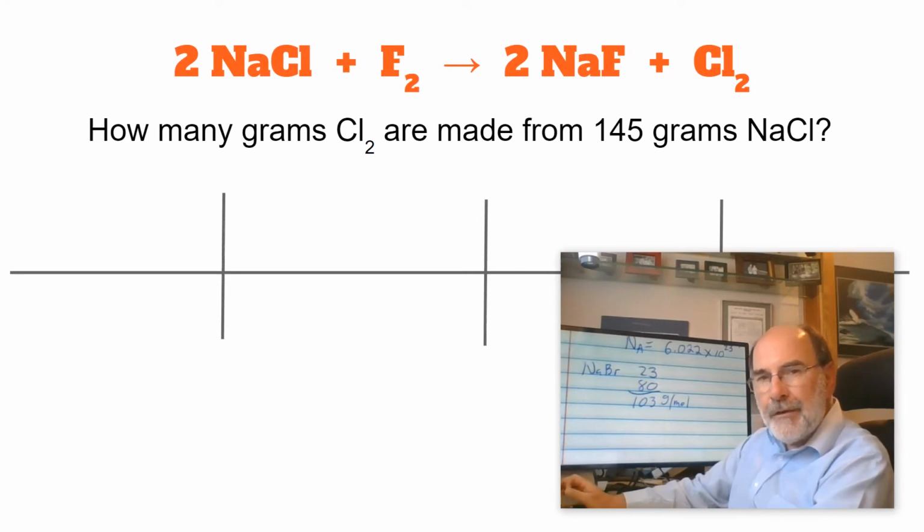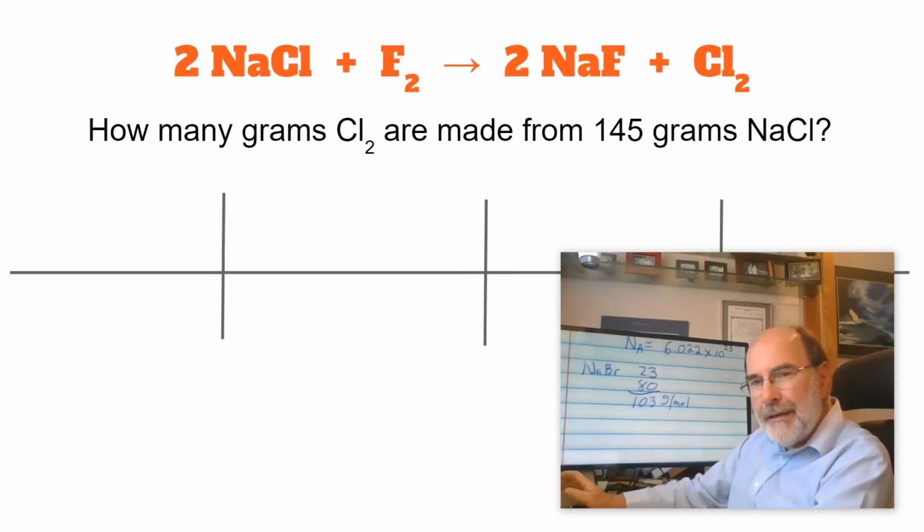The coefficients are balanced because I see 2 sodiums on the left, 2 on the right, 2 chlorines on the left, 2 chlorines on the right, 2 fluorines on the left, 2 fluorines on the right, all well. And the question is, how many grams of chlorine gas are made from 145 grams of sodium chloride?